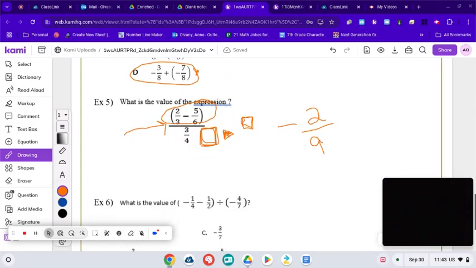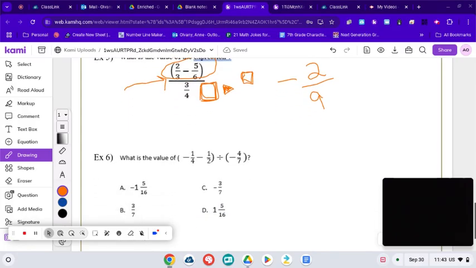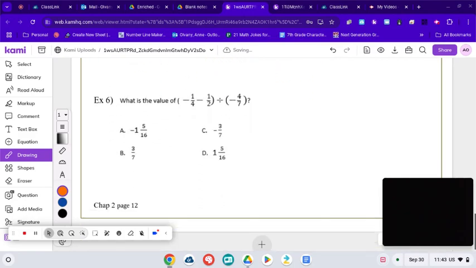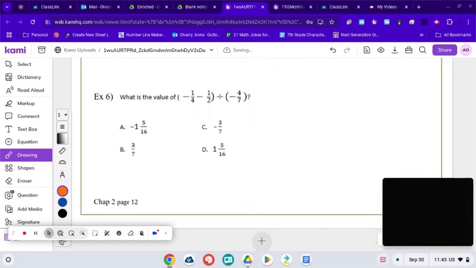So this is really all about, do you know the keys of your calculator? Okay, go ahead and try this one. You can pause.